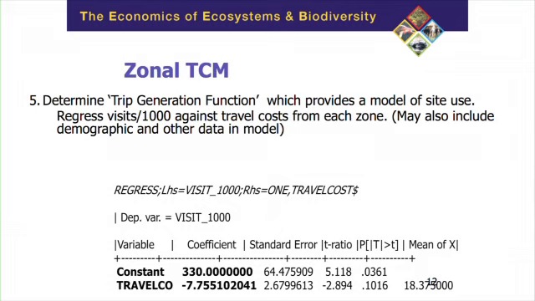So we've got this trip generation function here. What we then use it for is to work out how people might behave when the cost of travel to the site increases. If we increase the travel costs by, say, a hypothetical entry fee, how would that reduce the number of people traveling to that site? We're using the trip generation function to do that.